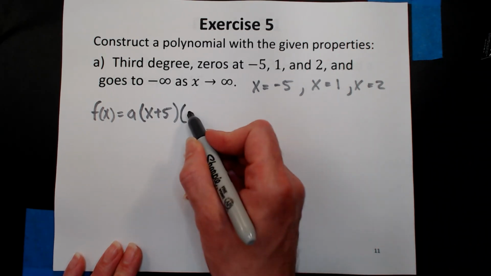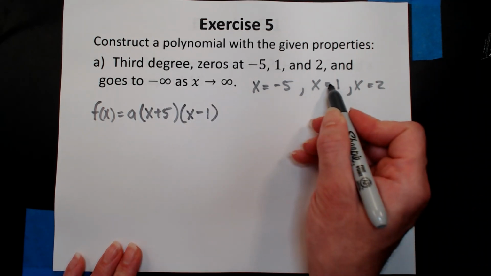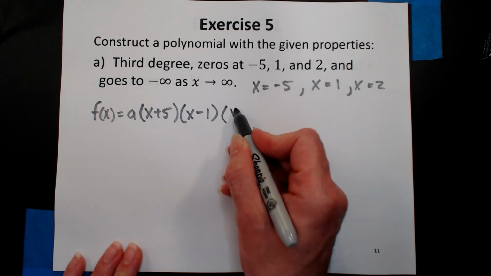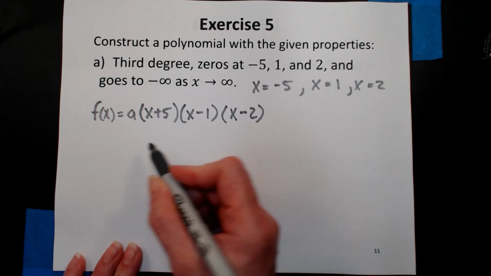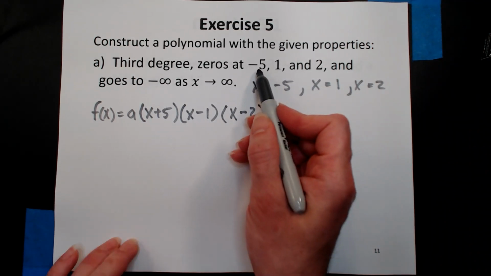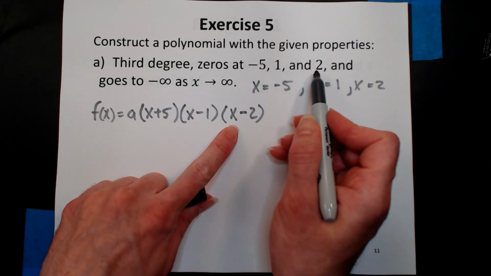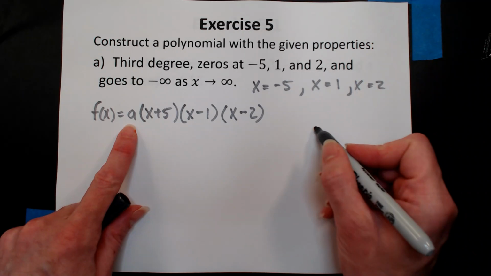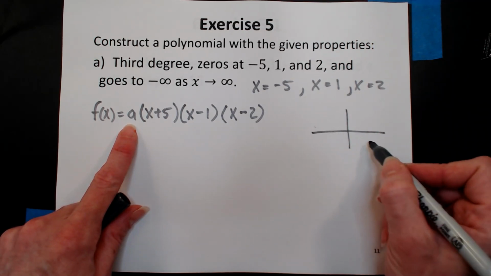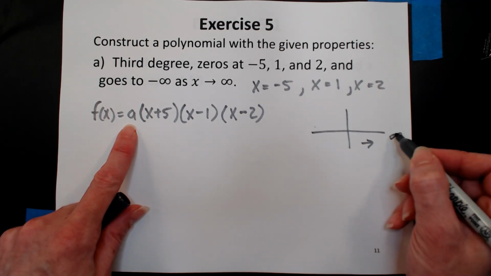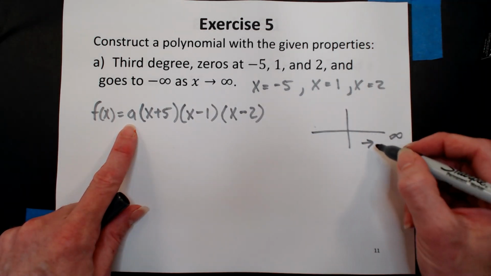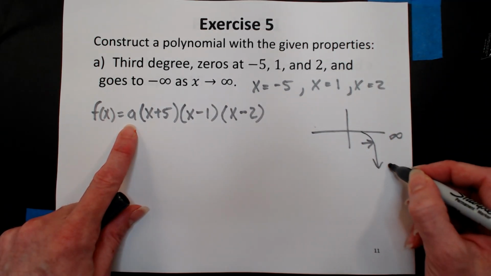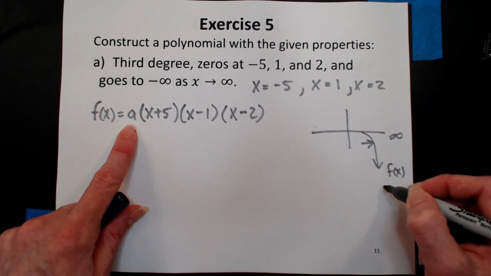Then we're going to have x minus 1, because that's going to give 1 as one of our zeros, and then x minus 2. So this has all the correct zeros: negative 5, 1, and 2. But my leading coefficient may control what happens. It says, as I'm going to positive infinity on the x-axis, my f of x goes to negative infinity.